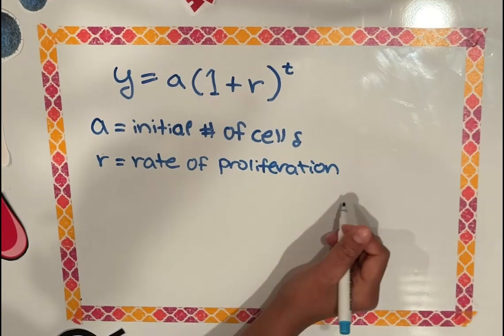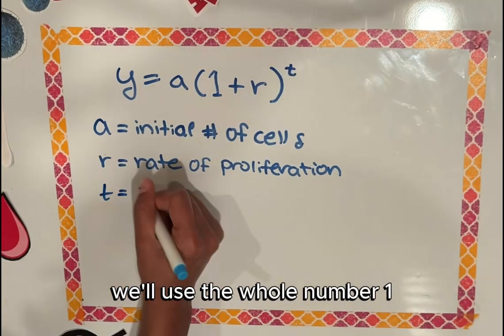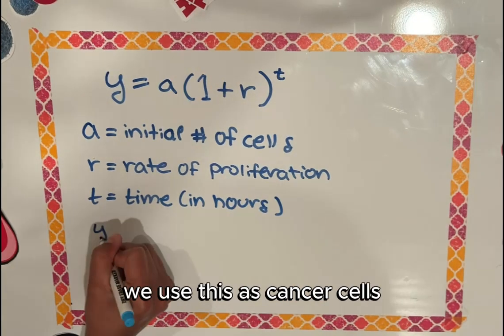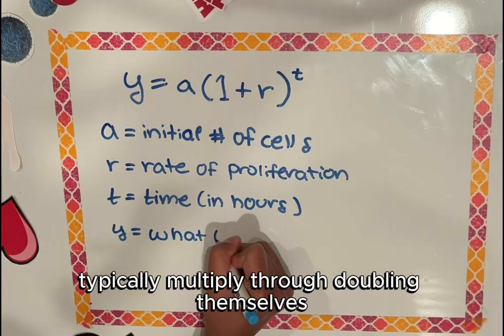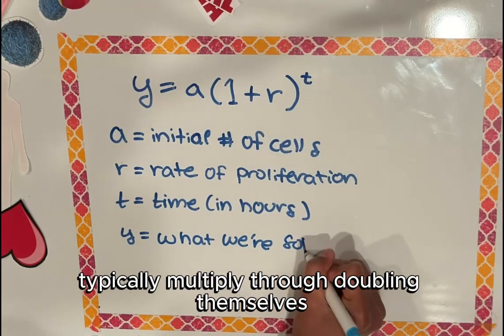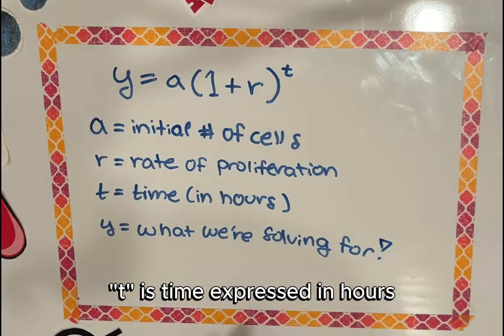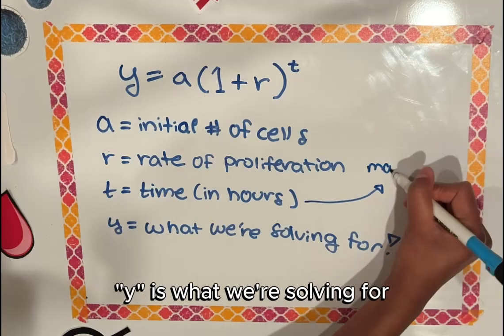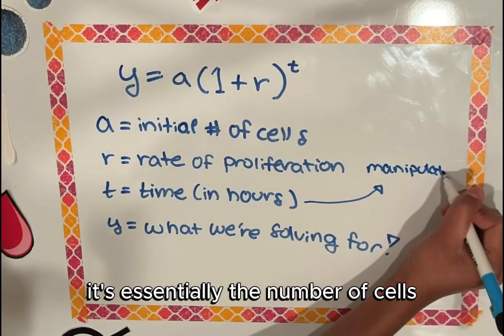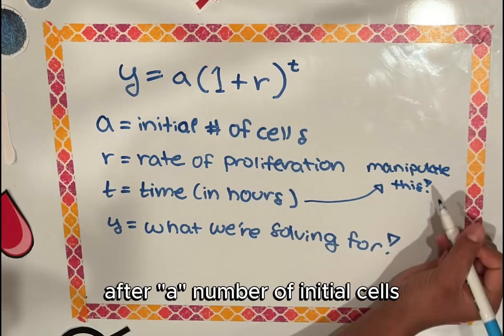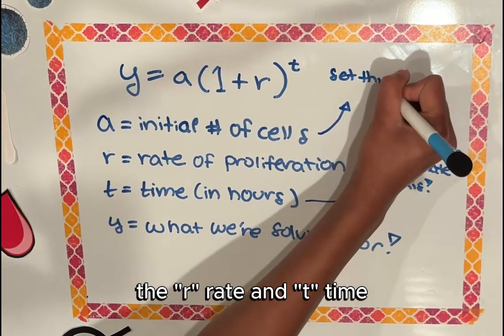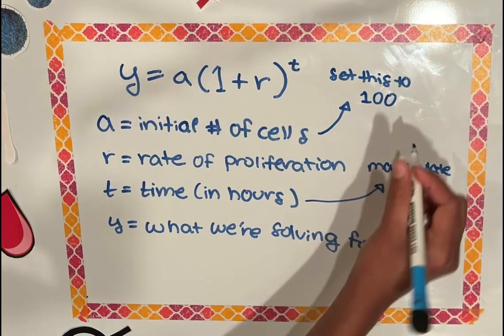expressed in decimal form. In this video, we'll use the whole number 1, expressed as 100% in percentage form. We'll use this as cancer cells typically multiply through doubling themselves. T is time, expressed in hours like we'll do today, and last but not least, y is what we're solving for. It's essentially the number of cells after a number of initial cells, the r rate, and t time.